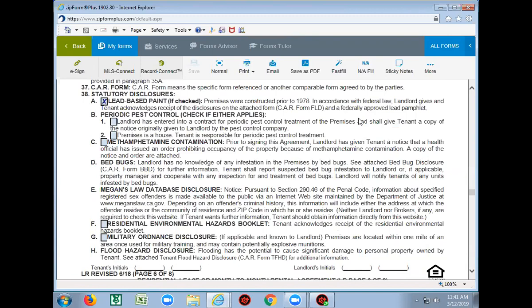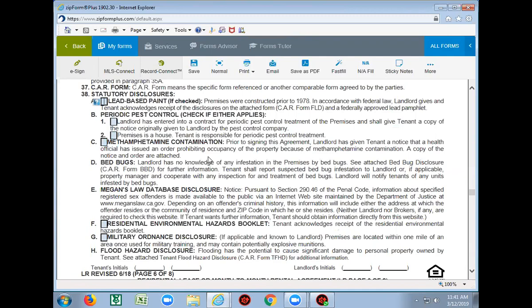This property was not built before 1978. Why should I mark there? Well, it's already signed the lease anyway. I didn't really let them sign the lead-based paint agreement anyway. But it's built in 1979. I say, yeah, why did I mark there? Anyway.